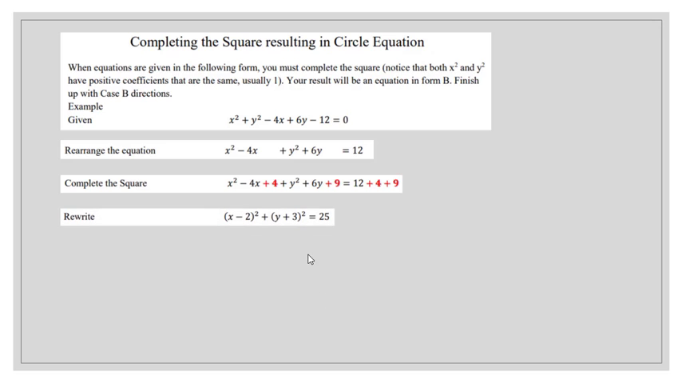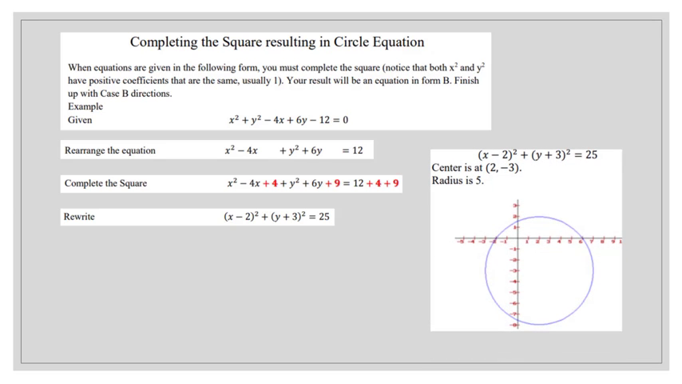And then what you end up with is this beautiful little thing: x squared minus 4x plus 4 becomes x minus 2 quantity squared. The y part, y squared plus 6y plus 9, then becomes y plus 3 quantity squared, and then you add what it equals, 25. And so then you know that you have a circle where the center is at 2, negative 3, and the radius is 5. And that's what we have for circles.